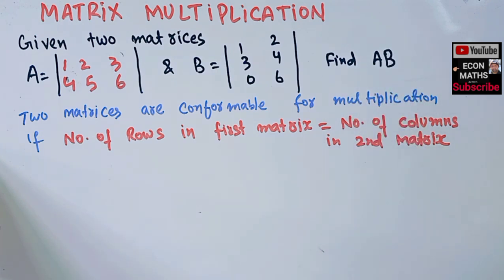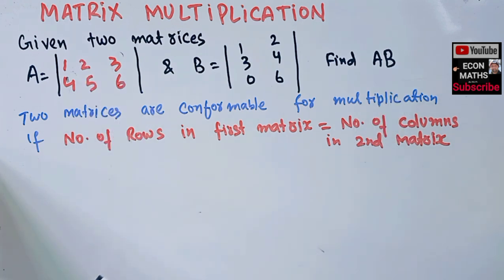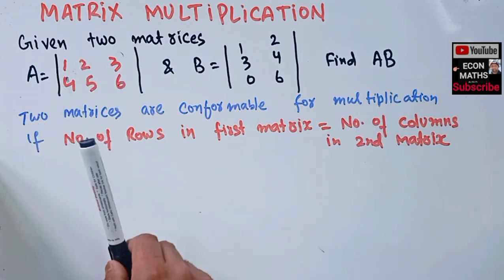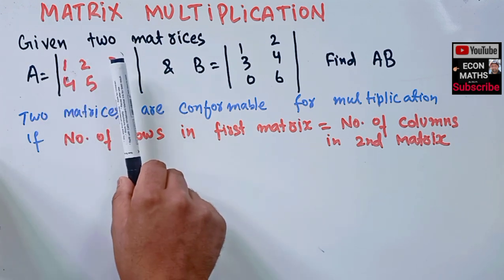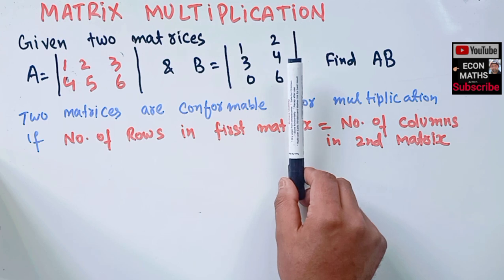Okay, so all the matrices are not conformable for multiplication. The condition is we can multiply two matrices only when the number of columns in the first matrix is equal to the number of rows in the second matrix.